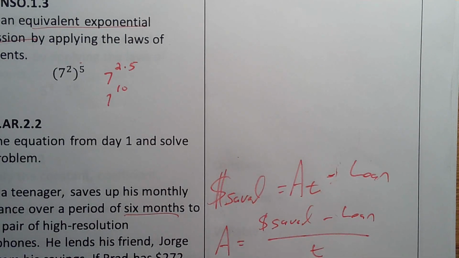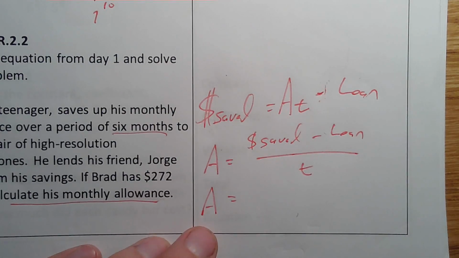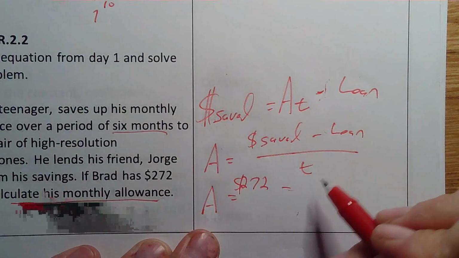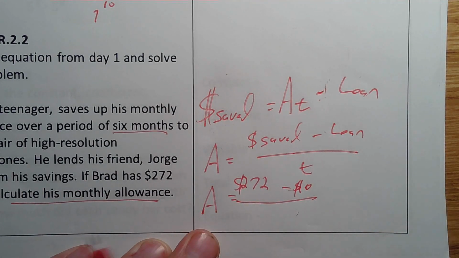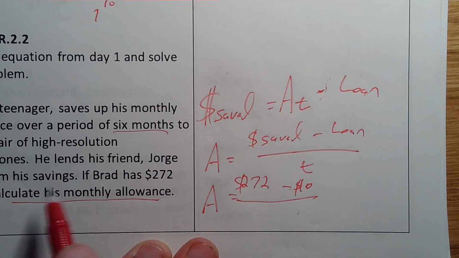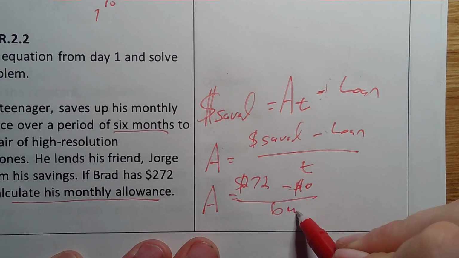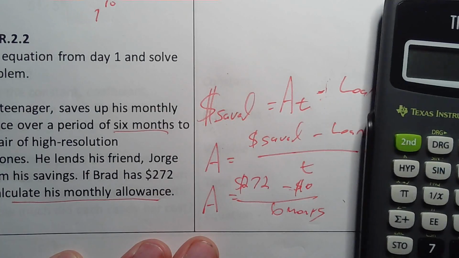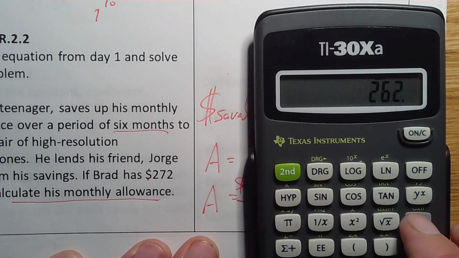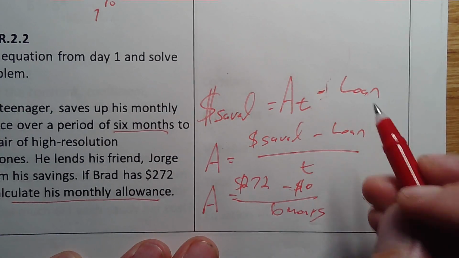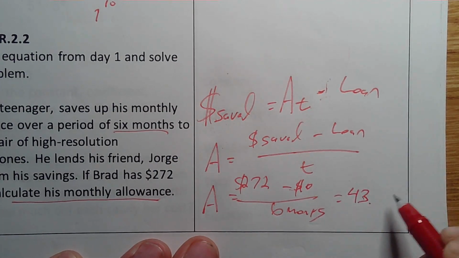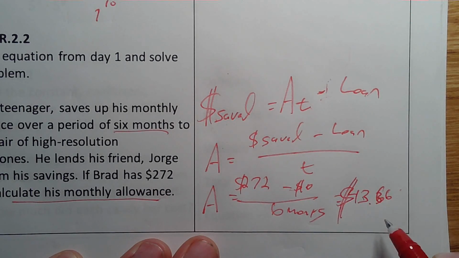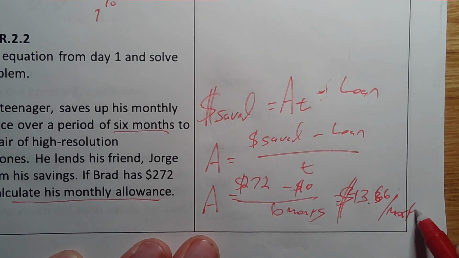So the allowance rate is going to be the dollar amount saved, $272, minus the loan, which was $10, divided by 6 months. So 272 minus 10, divided by 6, equals $43.66 per month. All right, that one went quicker.